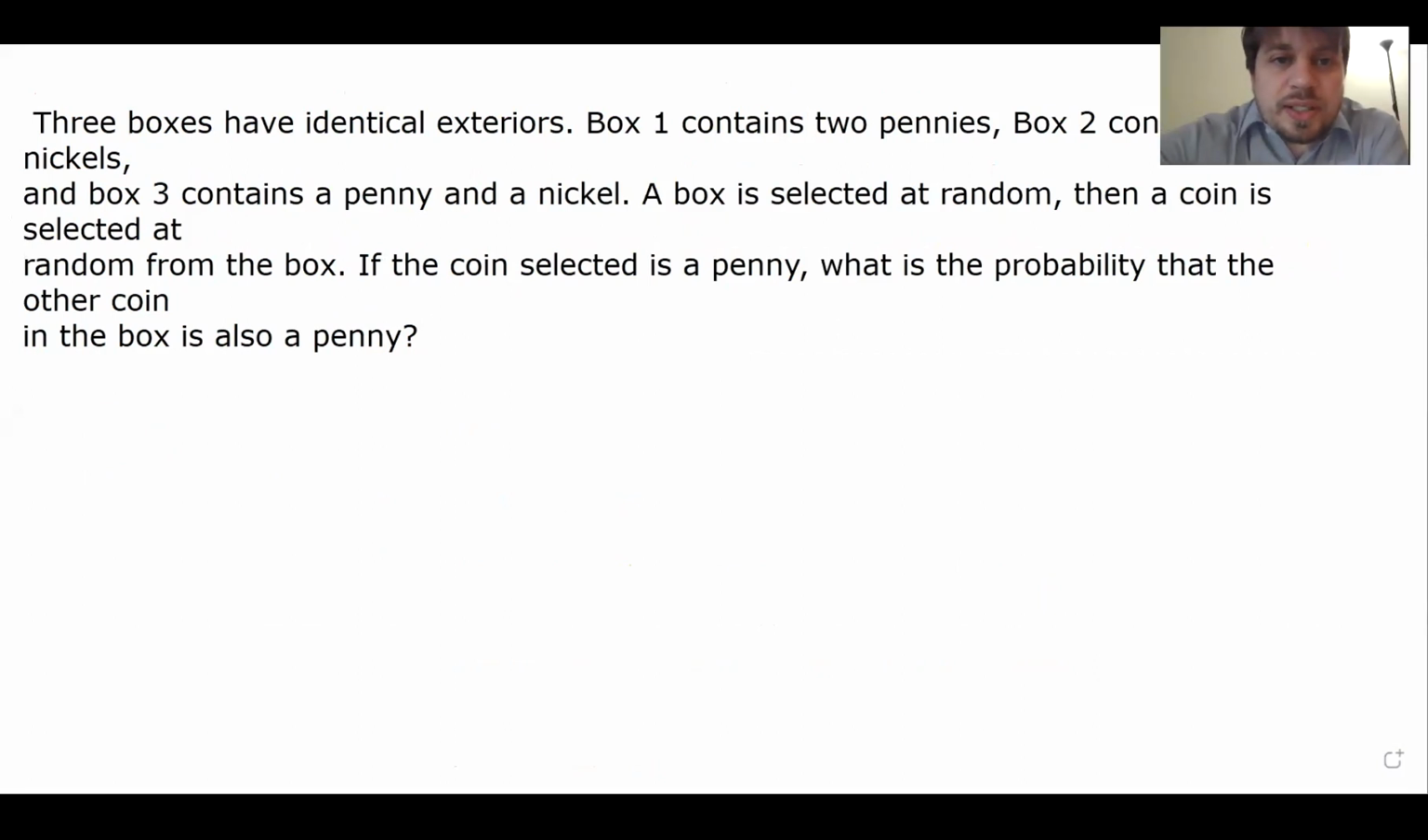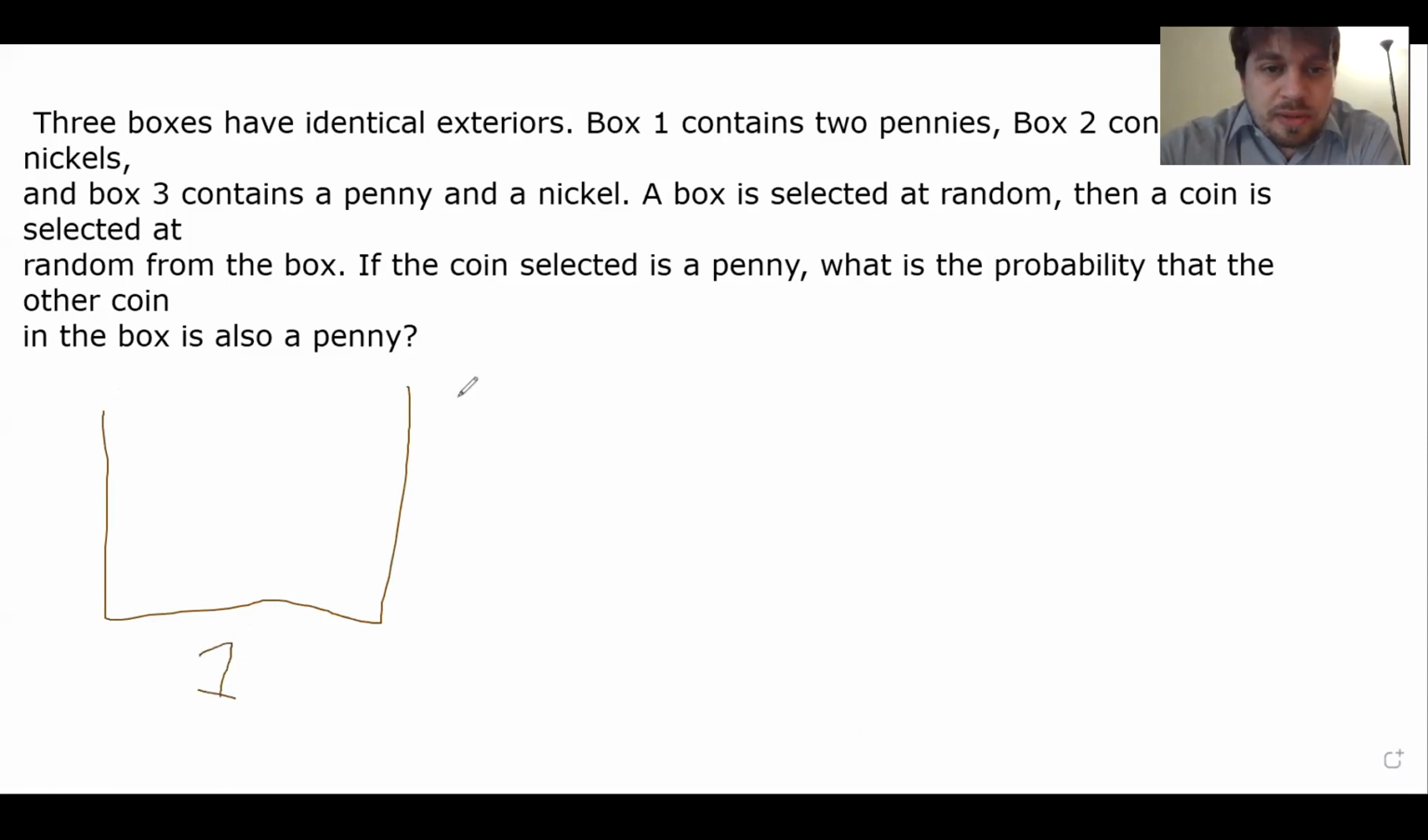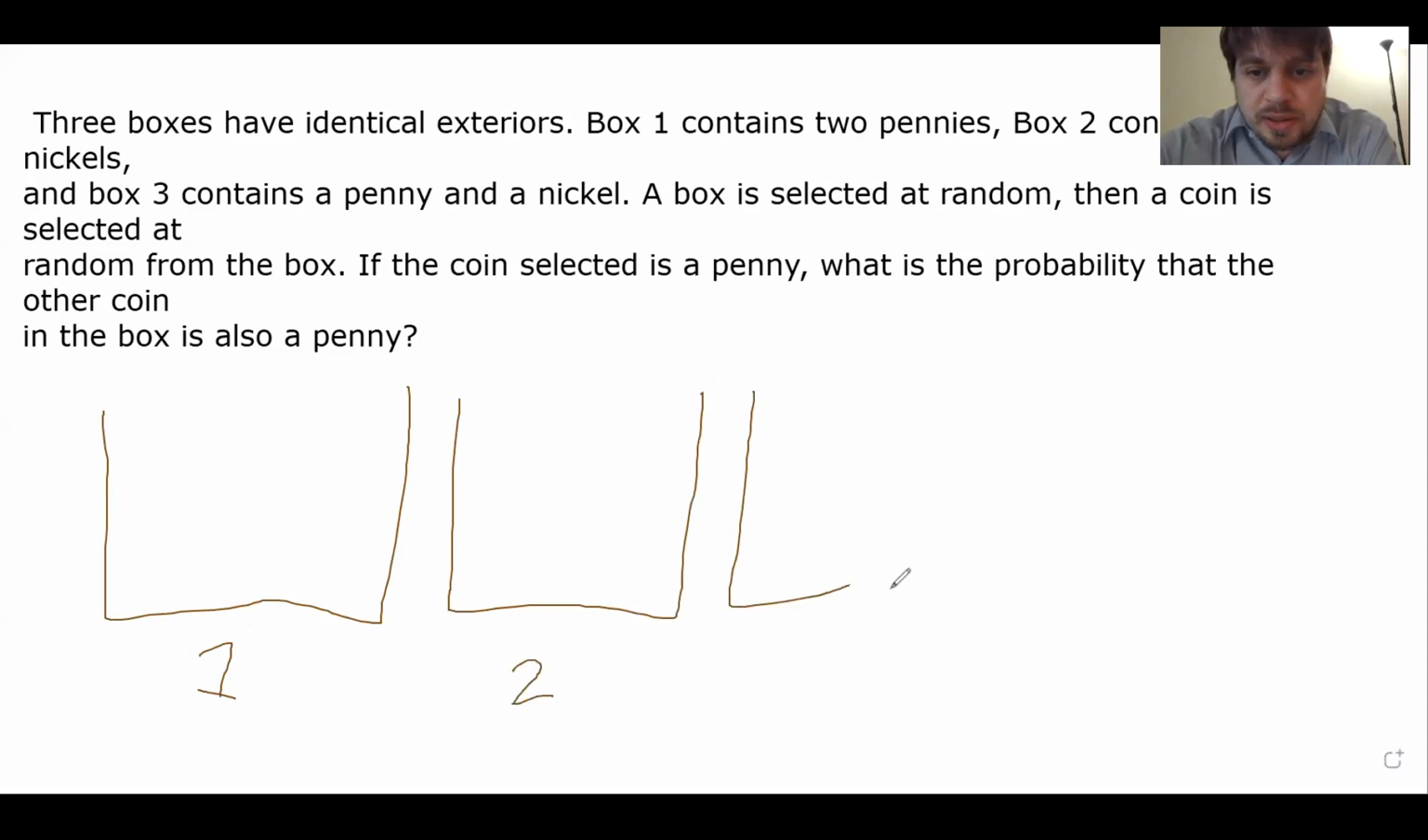Okay, so 3 boxes have identical exteriors. So I'm going to use brown for the 3 boxes. So we have box 1. We have box 2. And we have box 3. I haven't left myself much room to do something else. Okay, so those 3 boxes.